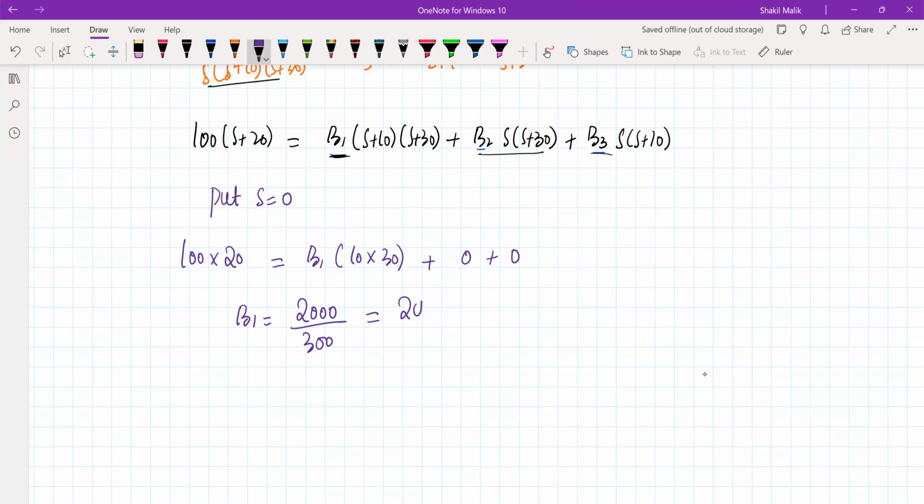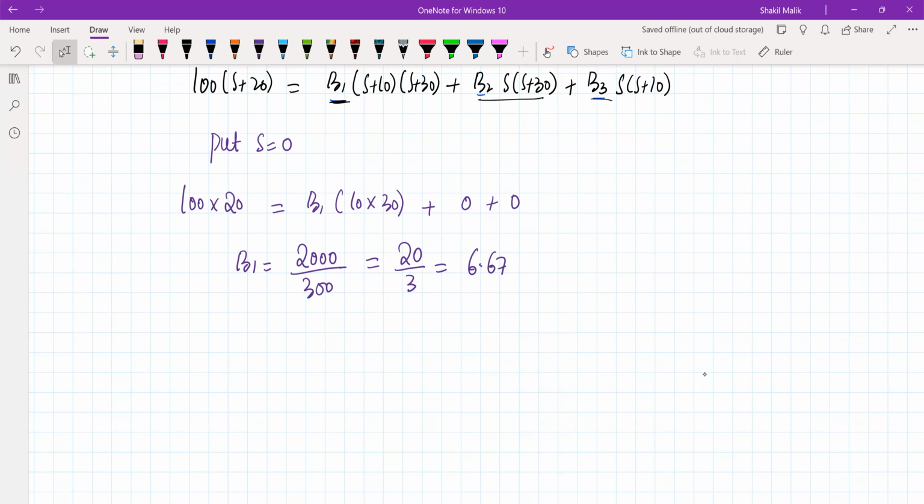So it will be 20 divided by 3. 20 divided by 3 is, I think, 6 point something. If I remember it, if it's correct, please check the values yourself. So it is 6.67. Now to get B2, what we'll do, we'll make these two terms equal to 0.